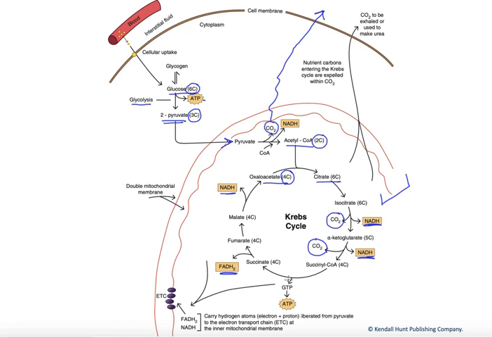And so we have hydrogen atoms, which is essentially an electron plus a proton being carried by these molecules. And they're carried out of the Krebs cycle from the nutrient molecules that entered, and they're being delivered to the electron transport chain. They're absolutely essential to the functioning of the electron transport chain, where most of our ATP is made aerobically, right?